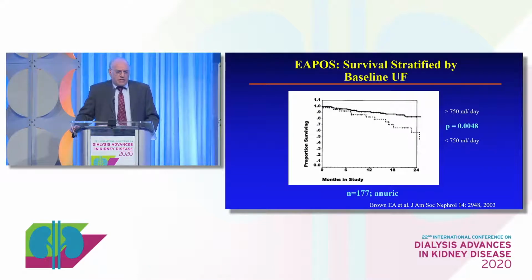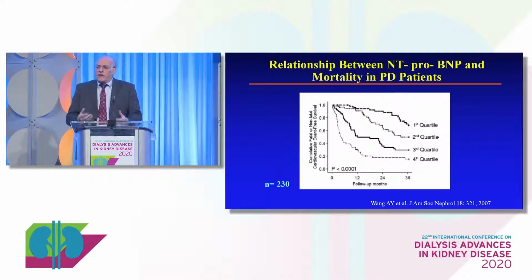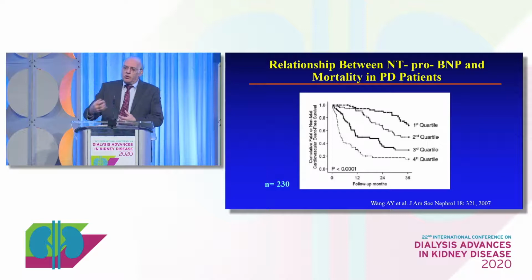And this is data from the EPO study, also kind of long in tooth by now, but you can see that the higher the peritoneal ultrafiltration, better than 750 ml per day, patients fare better than if they have less ultrafiltration. Of course, this is a surrogate, in a sense, for overall volume status, because a patient may remove 2 liters a day, but if they ingest 3.5, they're not going to fare well.